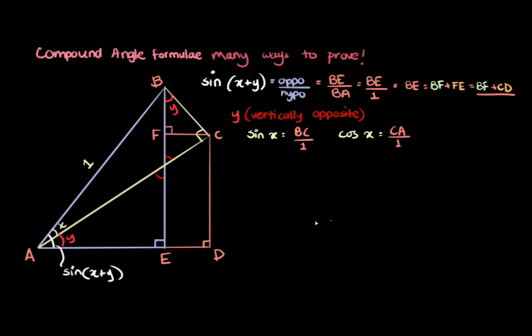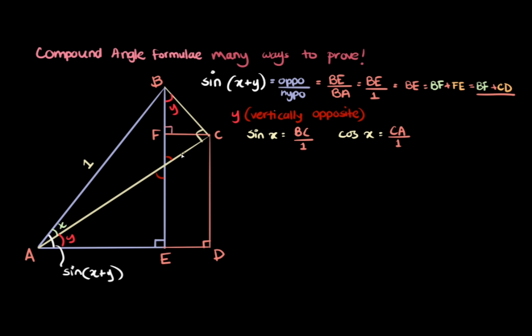Let us state some properties of this diagram. These two are vertically opposite triangles, so these two angles both equal y. We have sin x equal to opposite by hypotenuse, or in this case BC. And similarly, cos x equals CA.